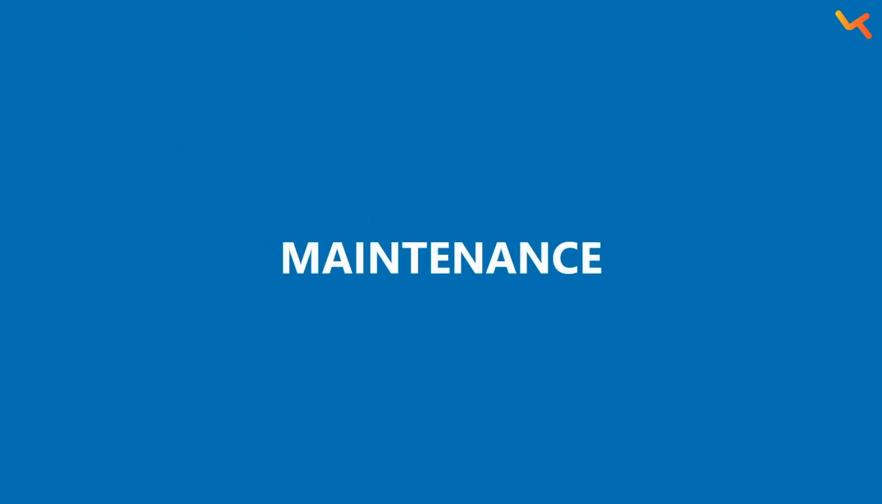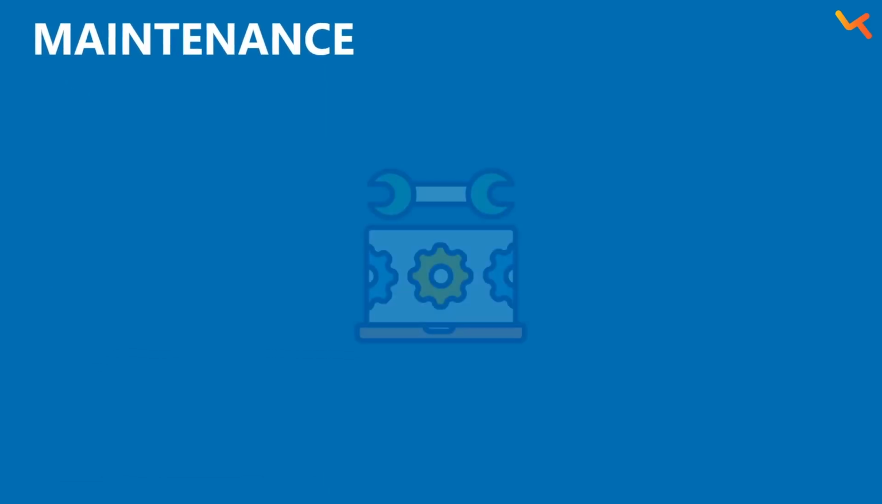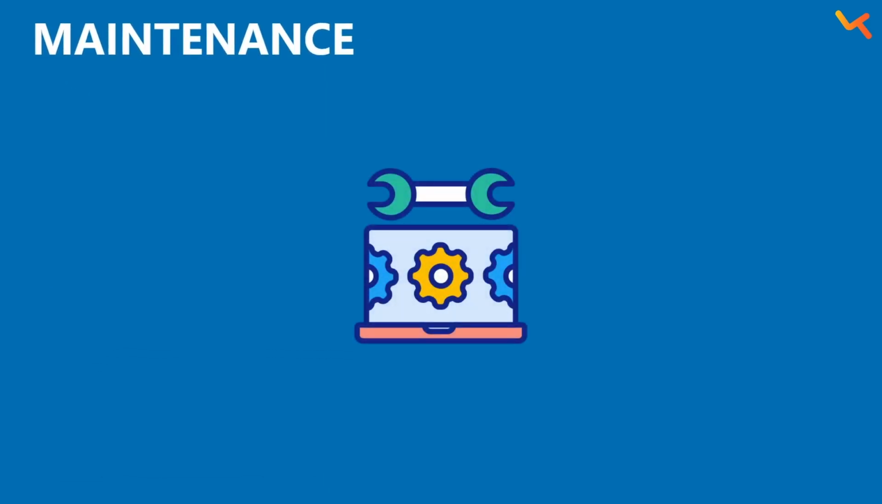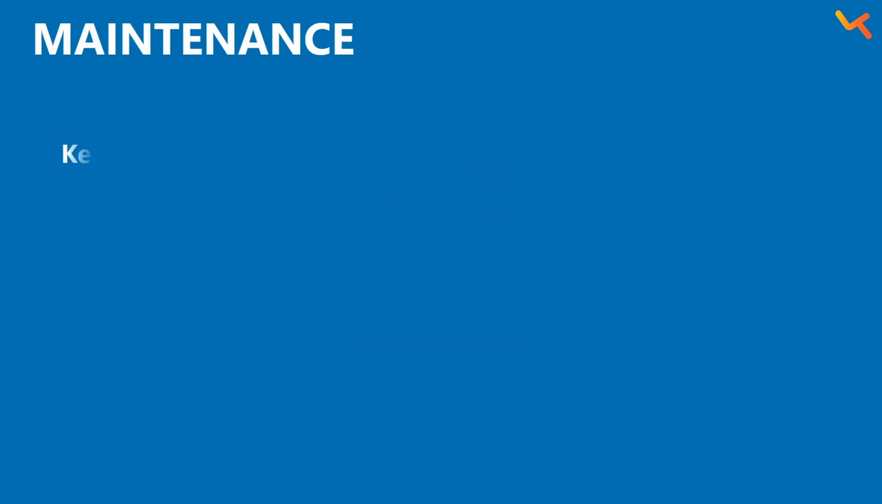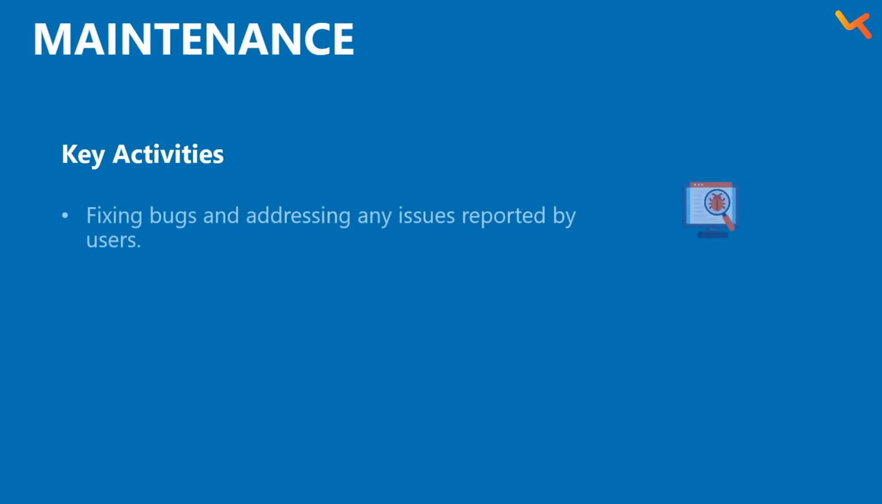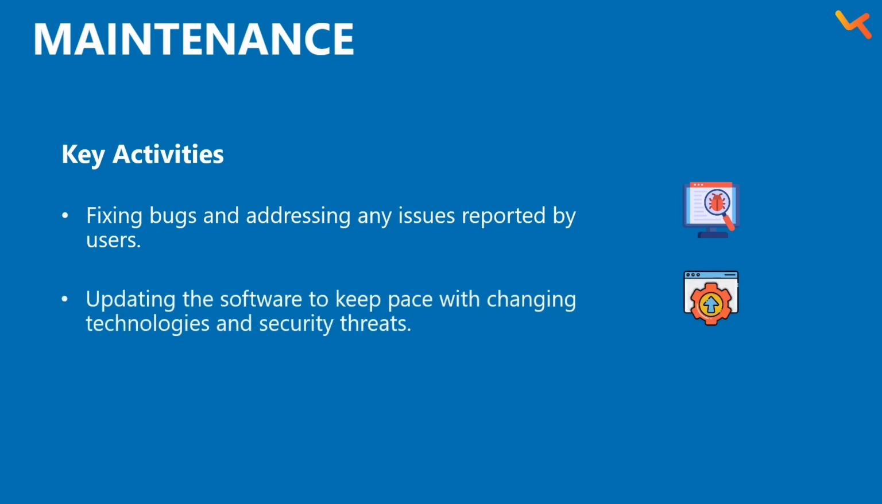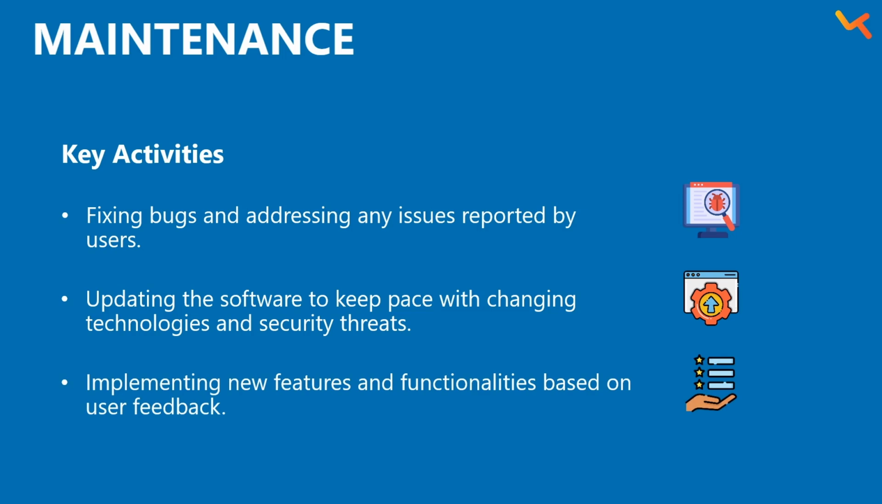The seventh and last phase of SDLC is maintenance. The software doesn't disappear after the deployment, it needs ongoing care. So what is the ongoing care that is needed during the maintenance phase? The first and important activity is fixing the bugs and addressing any issues that are reported by the end users. Updating the software to keep pace with changing technology and security threats, and if time demands, they also implement new features and functionalities based on the user feedback.